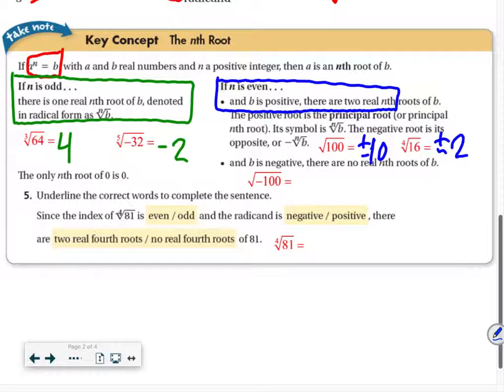Questions on when our index is even and our number inside is positive? Okay. If our number inside is negative and we still have our index to be even, there are no roots.